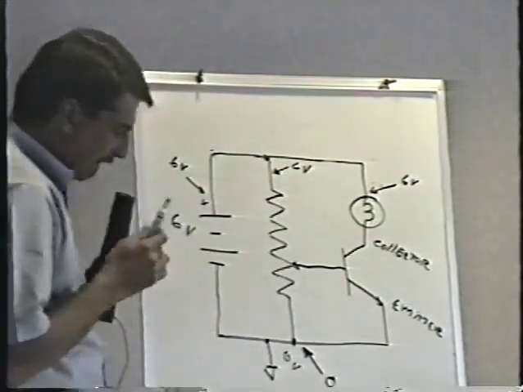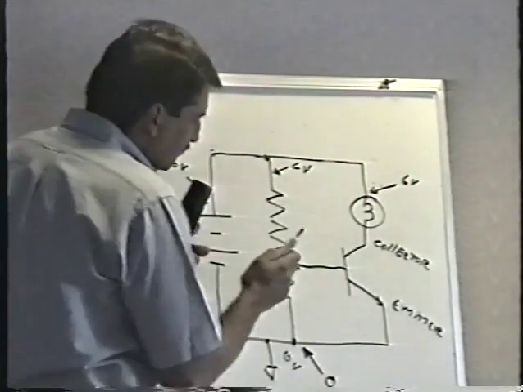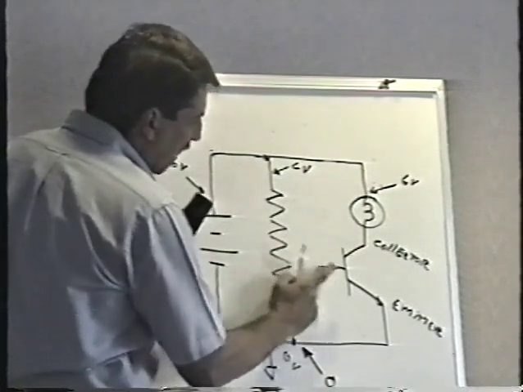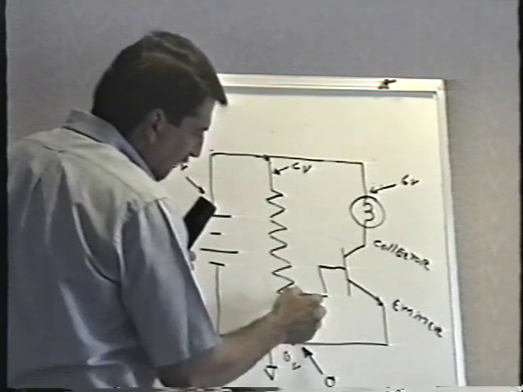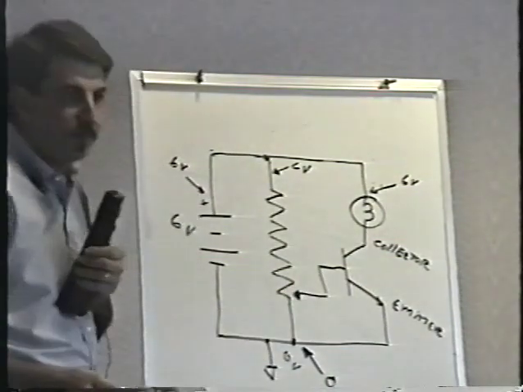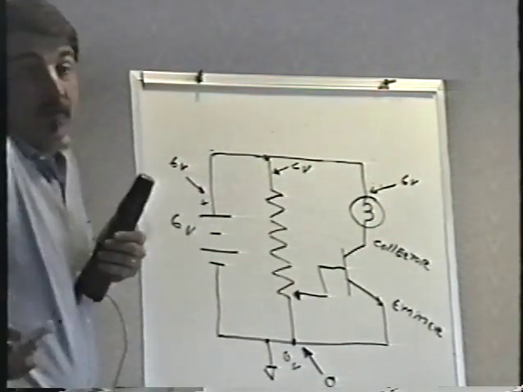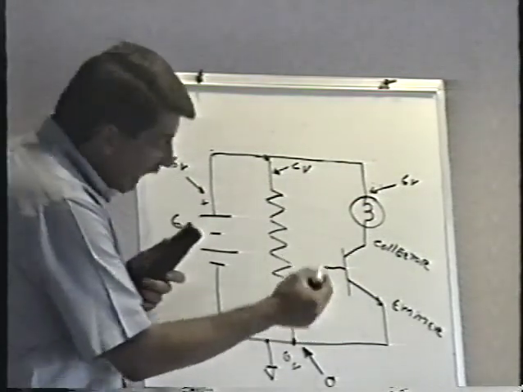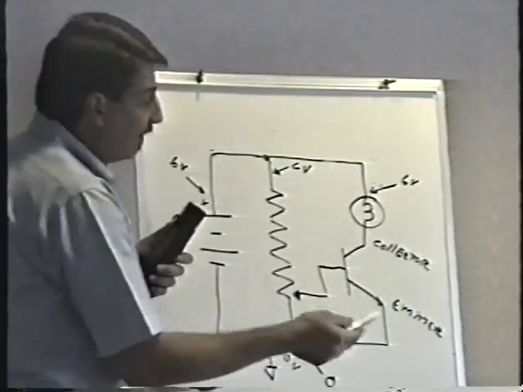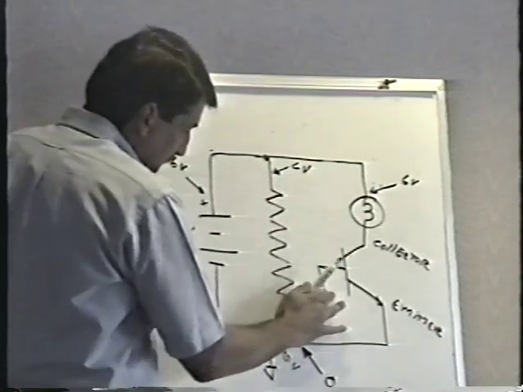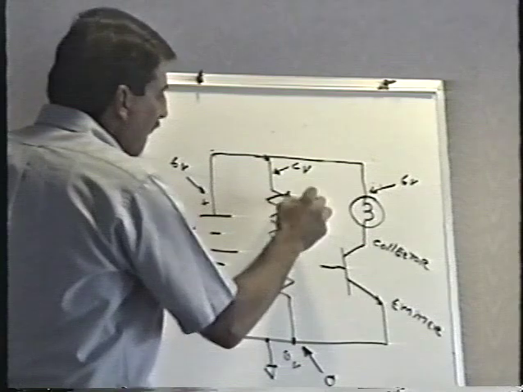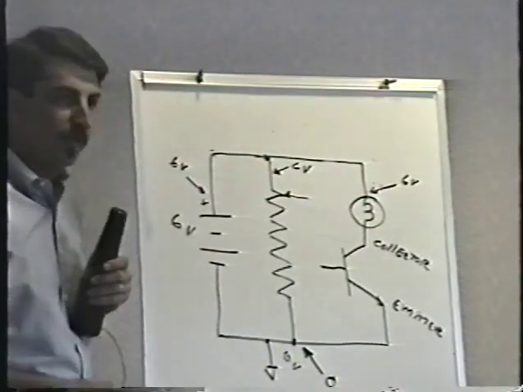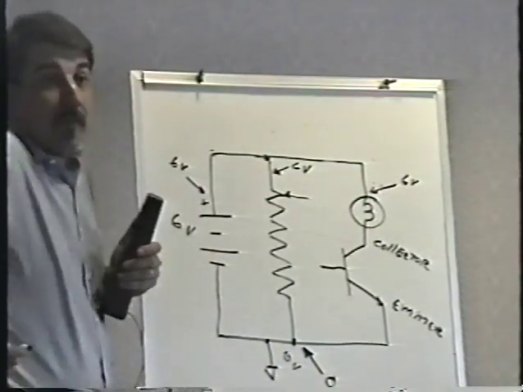All right, now let's think about this. Suppose the wiper of the potentiometer is all the way down here at the bottom of the pot. What would the base voltage be on the transistor? 0, wouldn't it? I mean, look, it's actually touching ground right there. So obviously the transistor wouldn't be on. If the wiper was all the way up here at the top of the pot, what would the voltage be? 6 volts, wouldn't it? That makes a lot of sense.